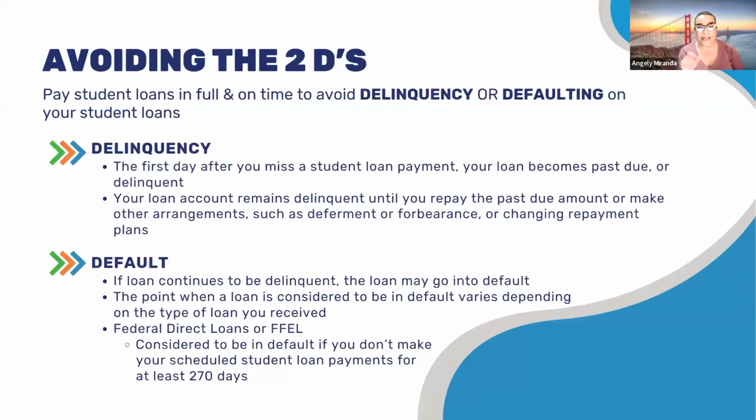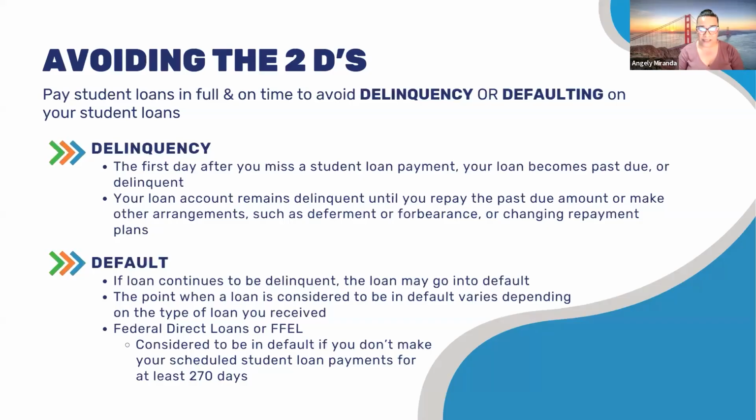The point when a loan is considered to be in default really does depend on the type of loan that you receive. So specifically with federal student loans, like a Federal Direct Loan or a FFEL loan, you would be considered in default if you miss 270 days. Like if you haven't made any payment in 270 days.